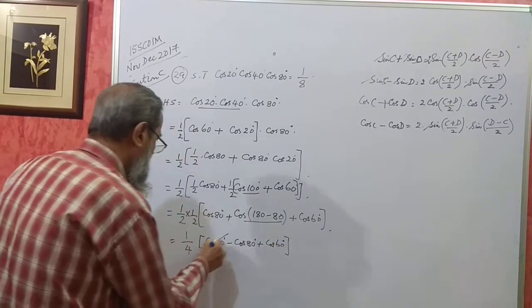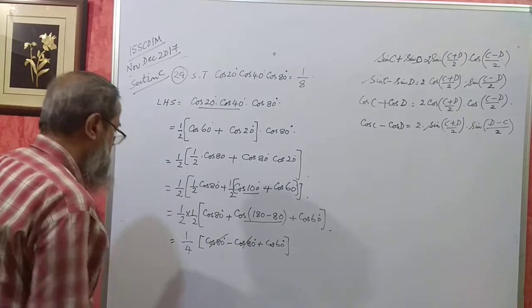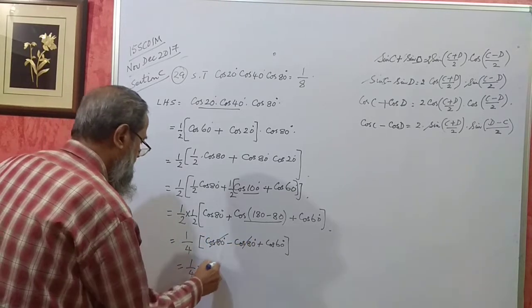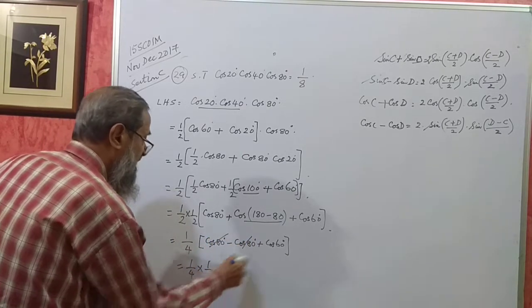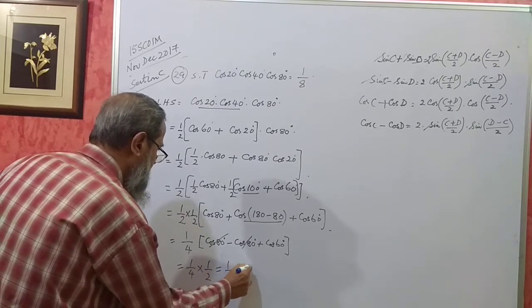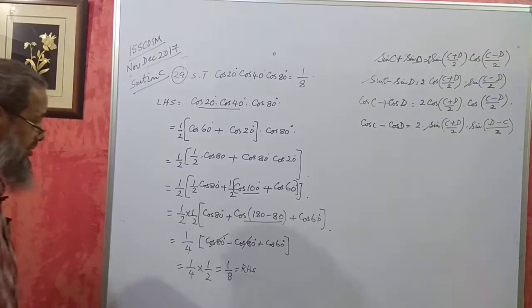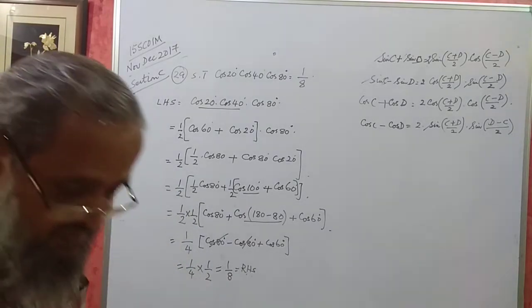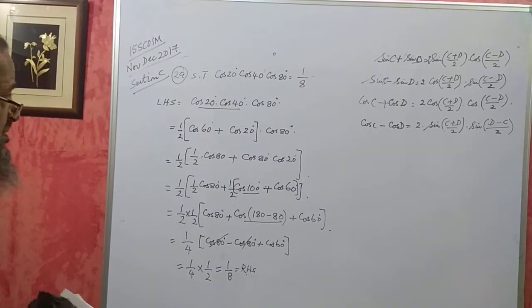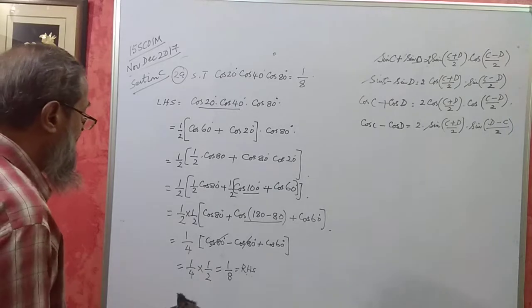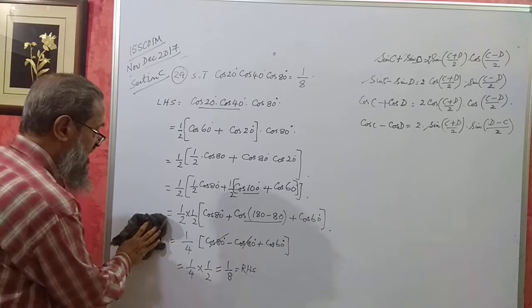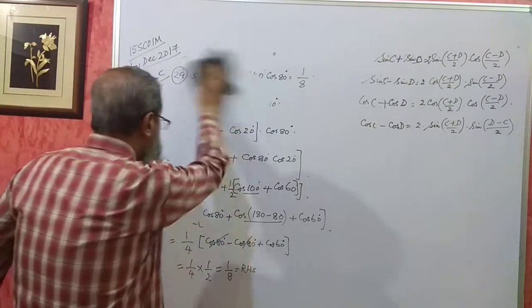Now this cos 80 and minus cos 80 will cancel. So 1 by 4 into this is 0. Cos 60 is half. So that is equal to 1 by 8. We have got the right hand side. This is how it should be. It can be proved. Okay, this is got. Six marks for that.